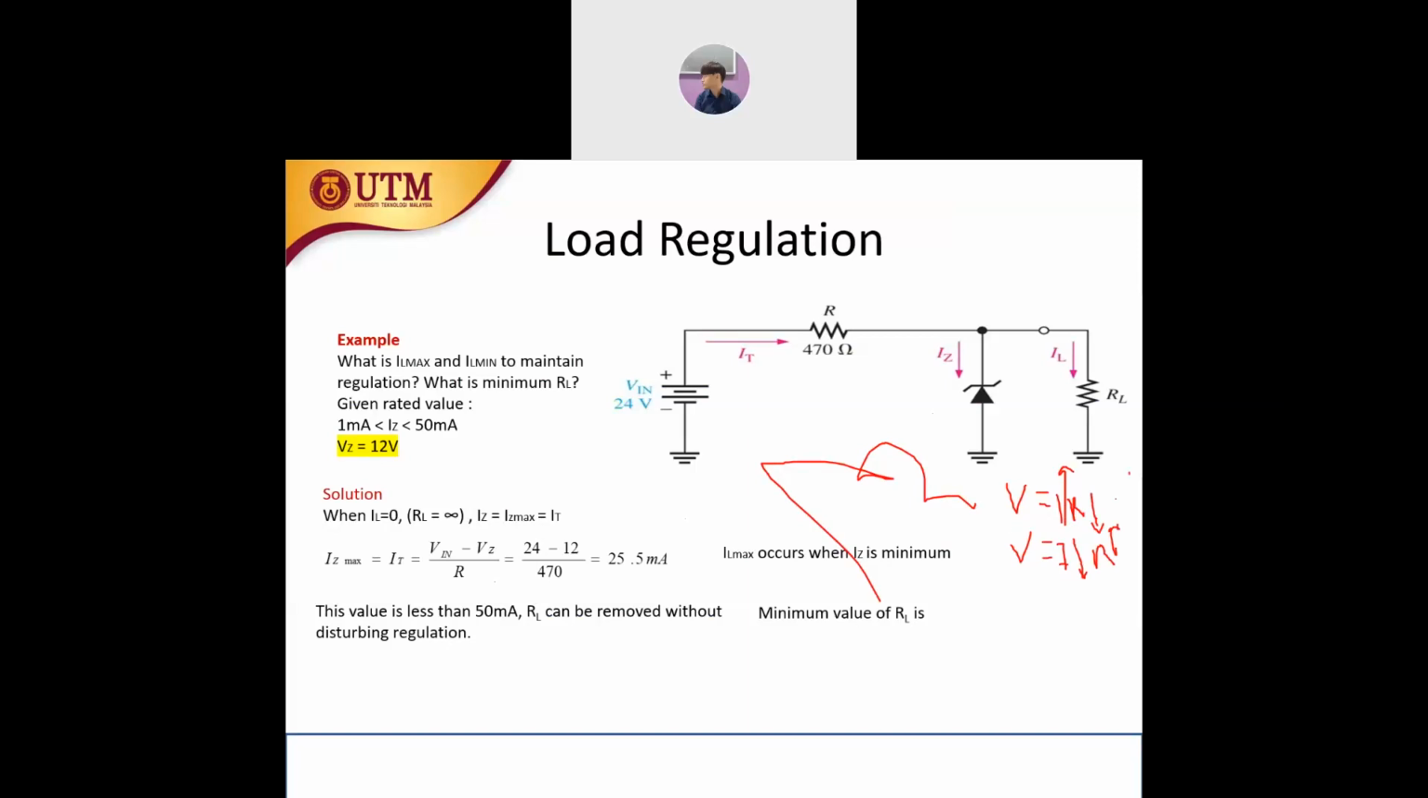So when we discuss the minimum of RL, our IL will be maximum. That's why RL min equals VZ over IL max. Why VZ over IL max? Because this is a parallel connection. VZ we get from the data sheet. So 12 divided by 24.5 milliampere, which is about 490 ohms, the minimum resistance value.